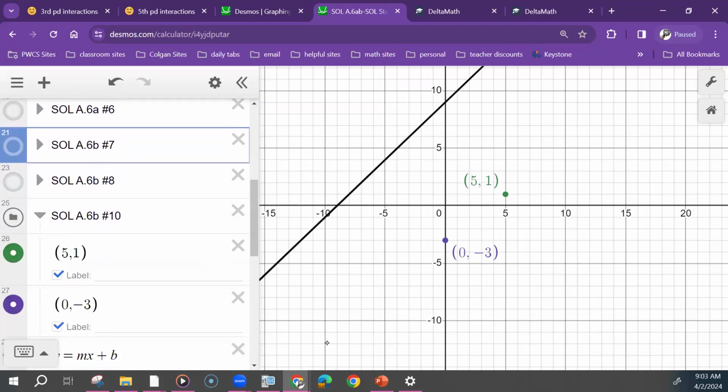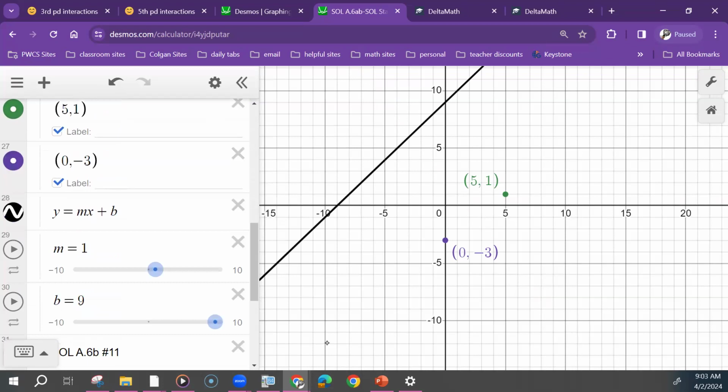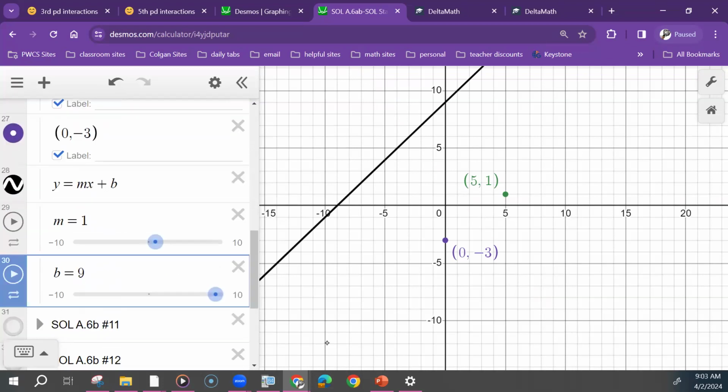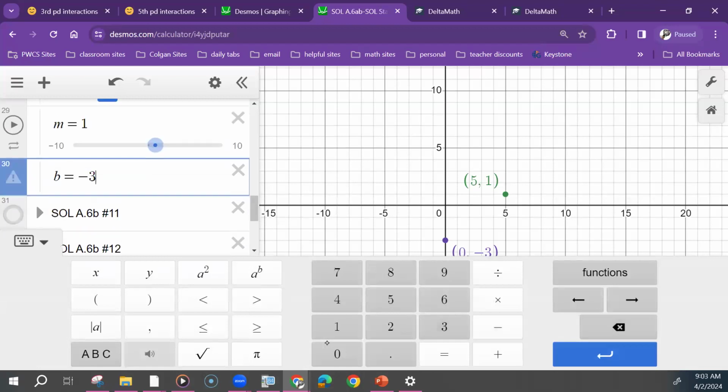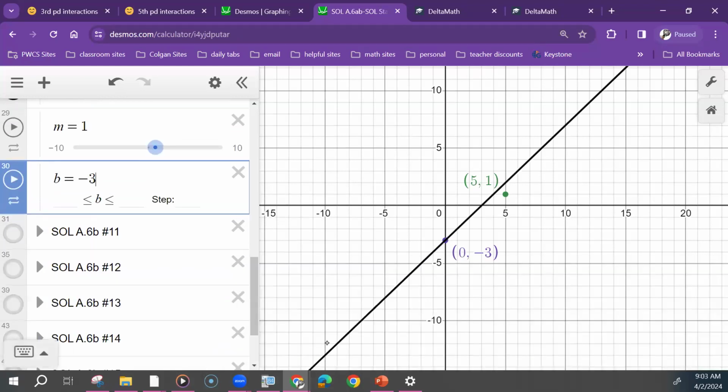I don't have 9 here. For 9 through 15, you can use the slider method. Type in your y equals mx plus b. Add in sliders. Some of them gave you your y-intercept, so you could change that value. And then just change your m to go through the points, or vice versa. The perpendicular and parallel ones, change your slope to be whatever the slope is supposed to be, and then make it go through the y-intercept.